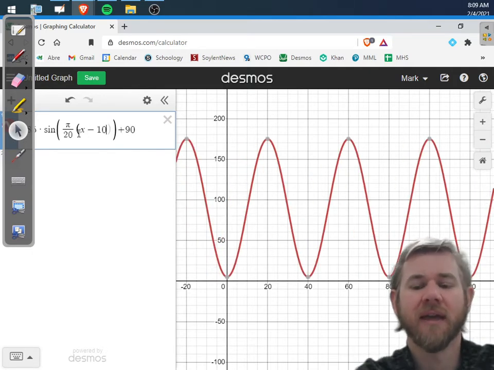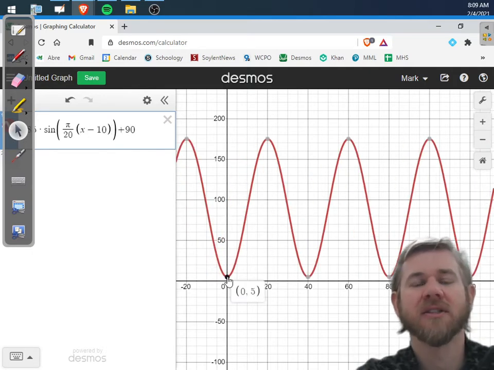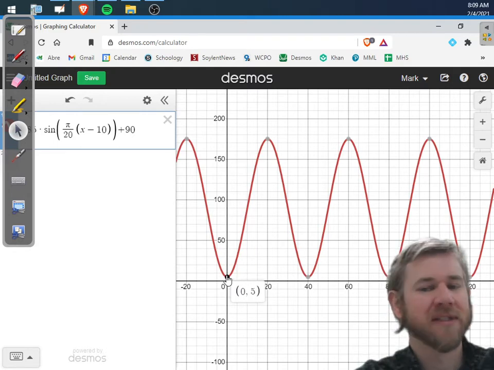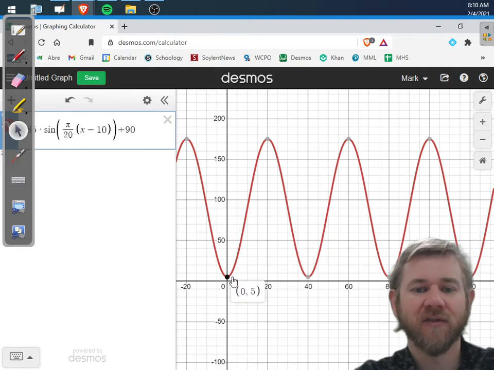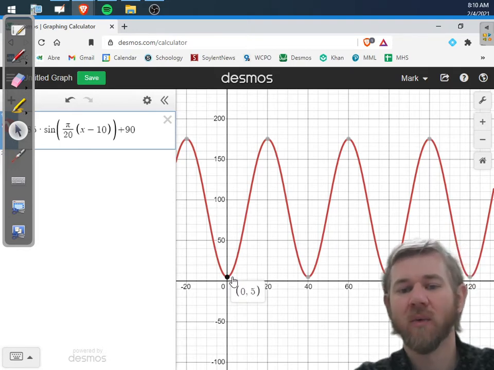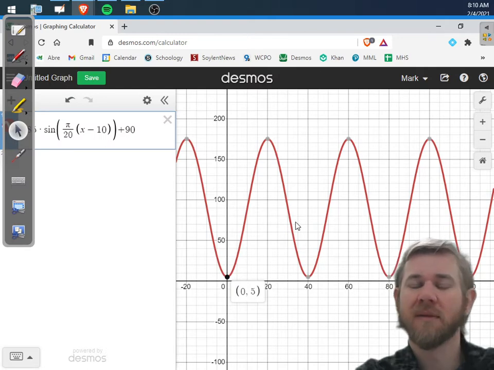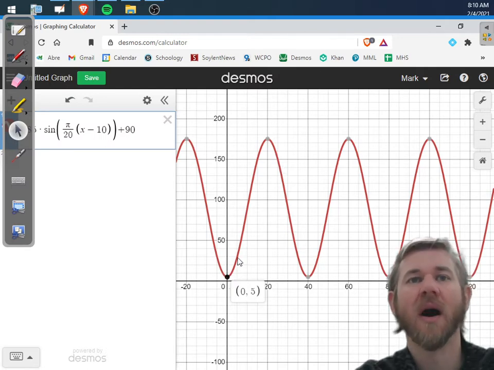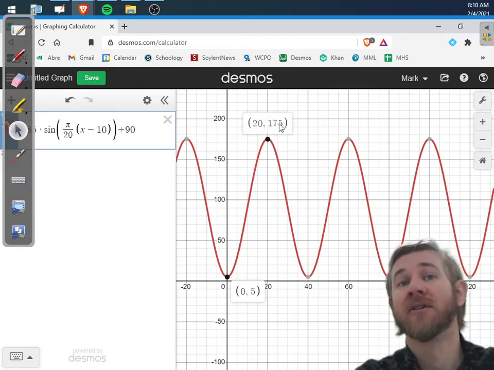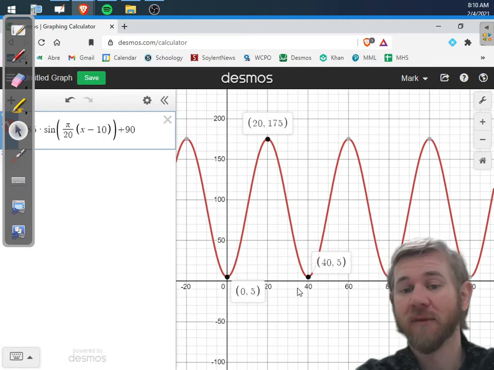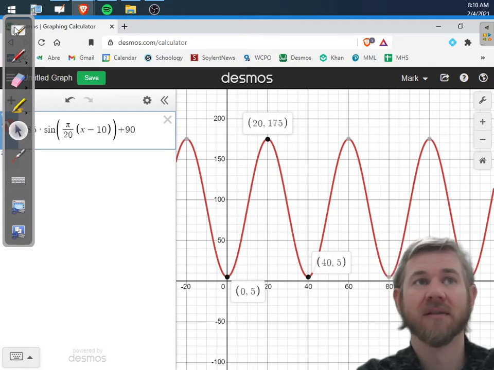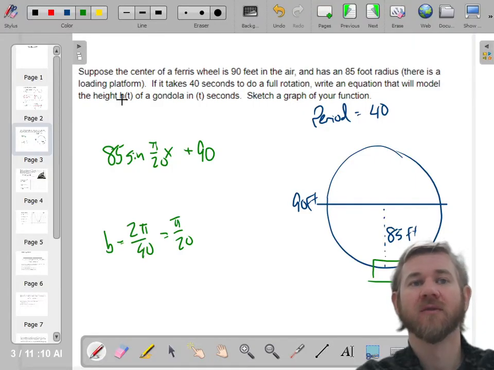And now, if you look at it, you can see that we are starting at the bottom, which is the whole idea. At 0 seconds, you should be 5 feet in the air. You're not 90 feet in the air when you start. You're 5 feet in the air because you're on a loading platform. So a little bit of a phase shift here makes this make a lot more sense. If you're on the Ferris wheel, you go up, and then you get to the top. Now you're 175 feet in the air, and you go back down. After 40 seconds, you're back at the bottom, which is what we know, 40 seconds to do full rotation.